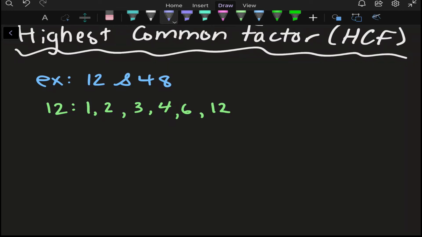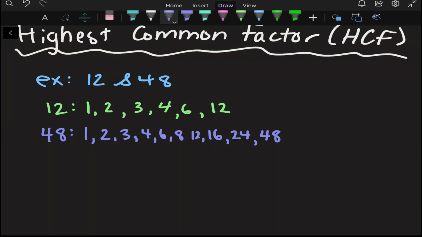Now 48 might be a little bit trickier, but we can do the same thing here. 1, 48 at the end. 48 divided by 2 is 24. 48 divided by 3 is 16. 48 divided by 4 is 12. And 48 divided by 6 is 8.